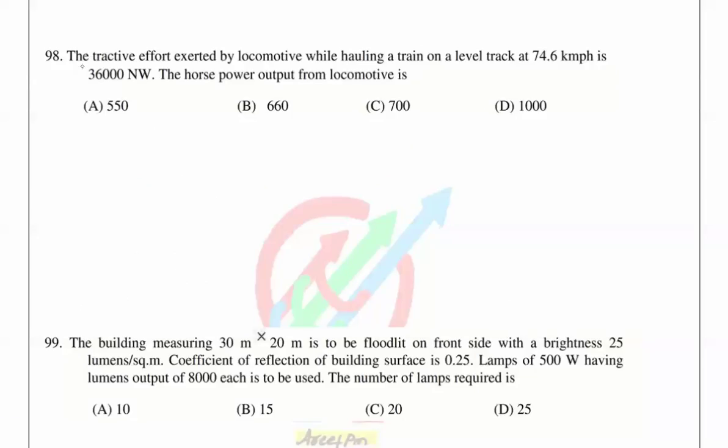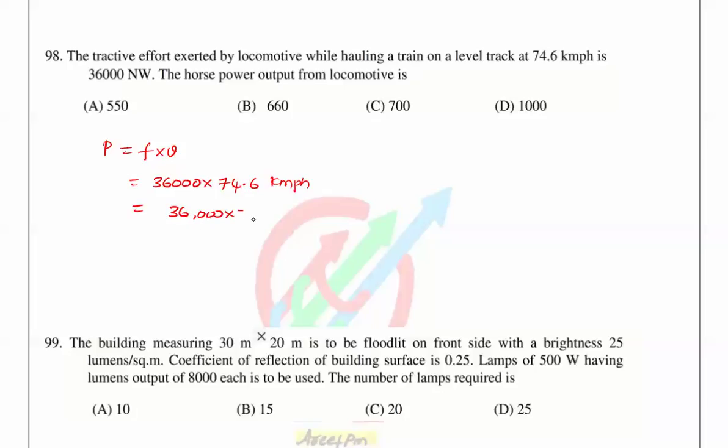The next question here is the tractive effort exerted by a locomotive while hauling a train on a level track at 74.6 kilometers per hour is 36,000 newtons. The horsepower output from the locomotive is. So the formula here is the output power of driving wheel P is equal to force into velocity. So this is nothing but 36,000 into velocity, which is 74.6 kilometers per hour.